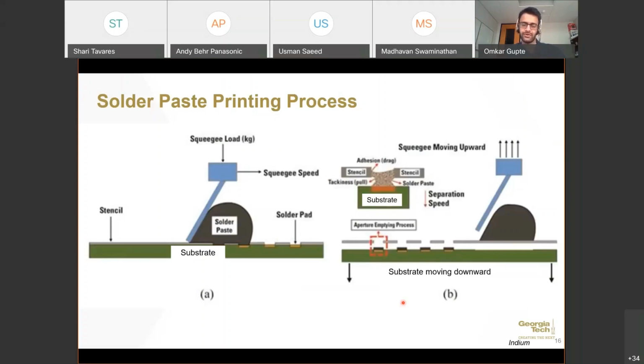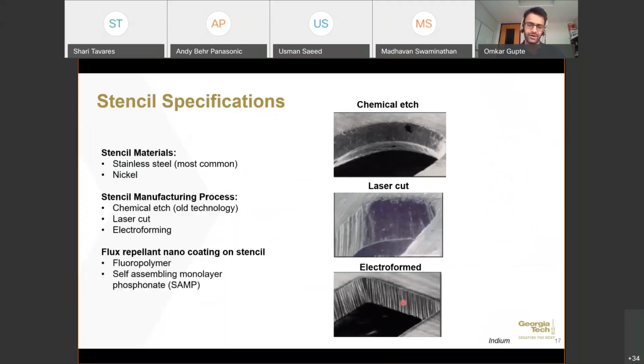In order to get that good transfer of paste, multiple things are important. One is the stencil design, and the material of the stencil is important. In the industry, two main materials are commonly used to manufacture the stencil: first is stainless steel and the second is nickel. Then the stencil manufacturing process is also important. There are three processes that are widely used. First is the chemical etch, which is an older technology that gives an undercut on both the top and the bottom, as can be seen here in the aperture.